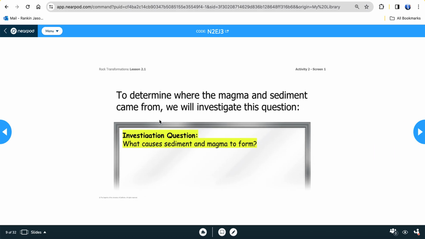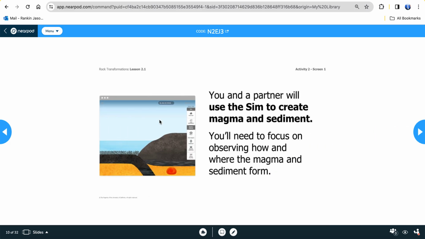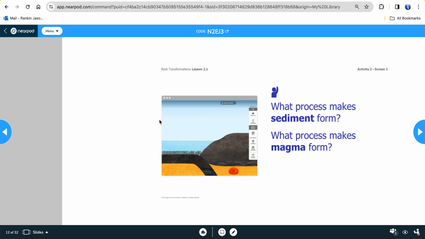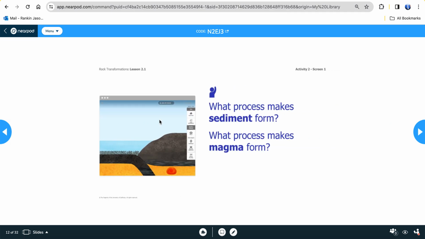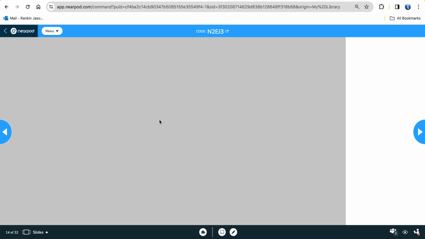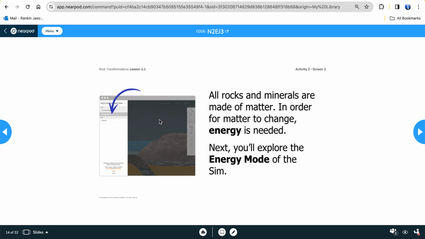All right, we worked on this activity. This should be in your notes already, what causes sediment and magma to form. And you started working on this in class. All right. I think we're up to this point. All right, so right now, take a few minutes and let's get to the sim.